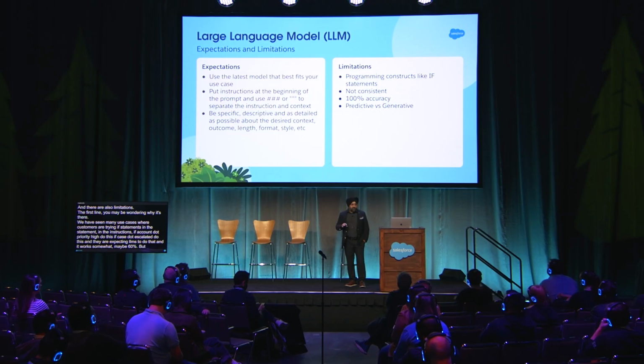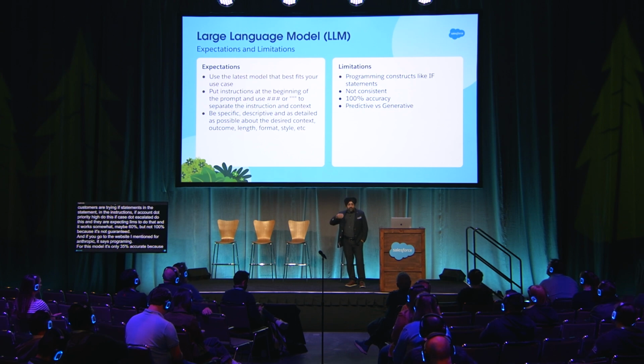The first line, you may be wondering why it's there. We have seen many use cases where customers are trying if statements in the instructions. If account.priority is high, do this. If case.escalated, do this. And they are expecting LLMs to do that, and it works somewhat, maybe 60%, but not 100% because it's not guaranteed. And if you go to the website I mentioned for Anthropic, it says programming for this model is only 35% accurate because it comes under programming to figure those things out.